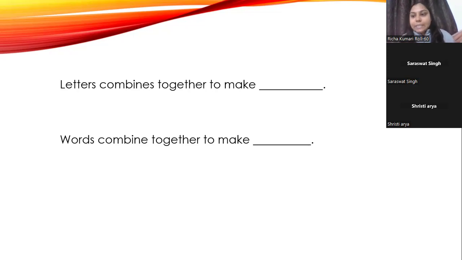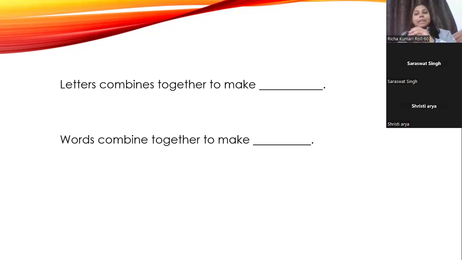C-A-T, these are letters. C is a letter, A is a letter and T is a letter. We combined all these three letters, and what did we get? Tell me. By combining all these three letters what we got? C-A-T. Ma'am, cat. Now, what is cat? Ma'am, it is a word. Okay. So, letters combine together to make a word.